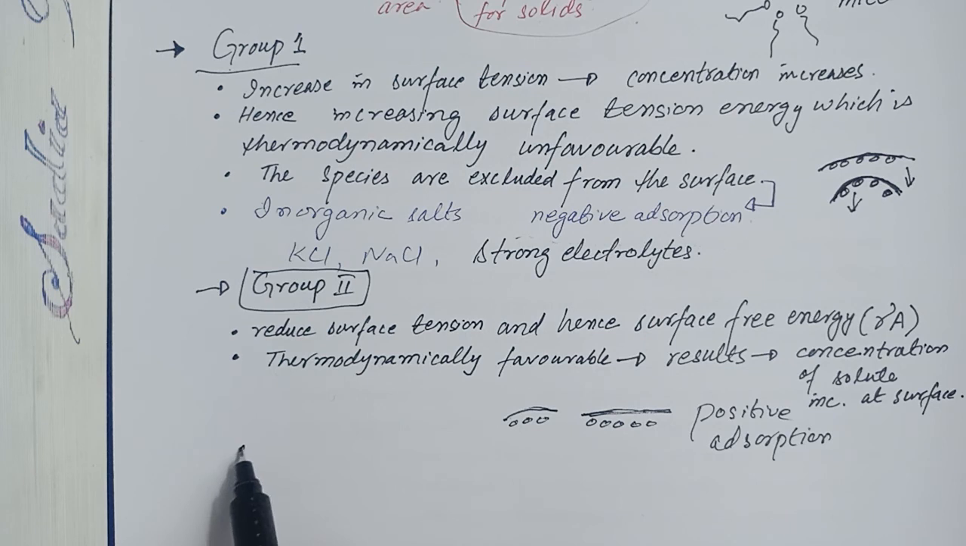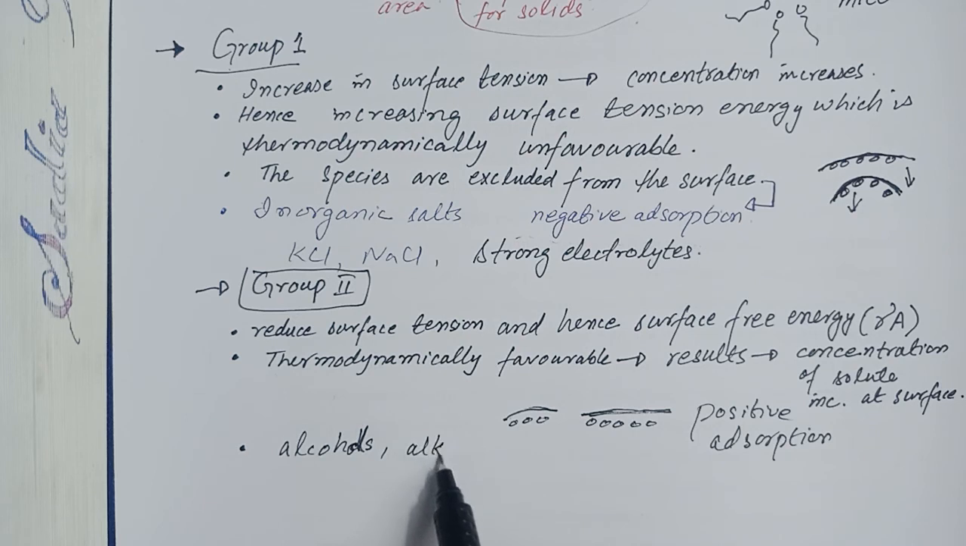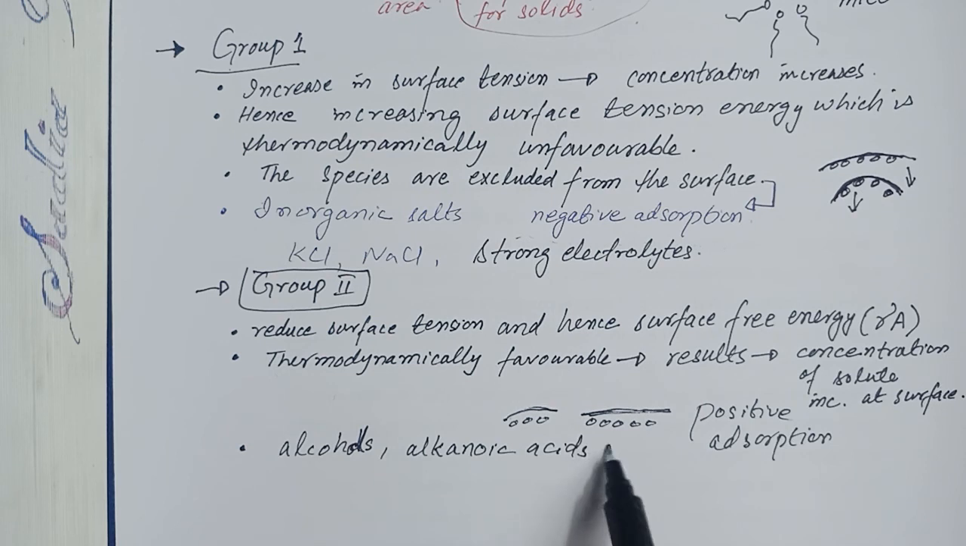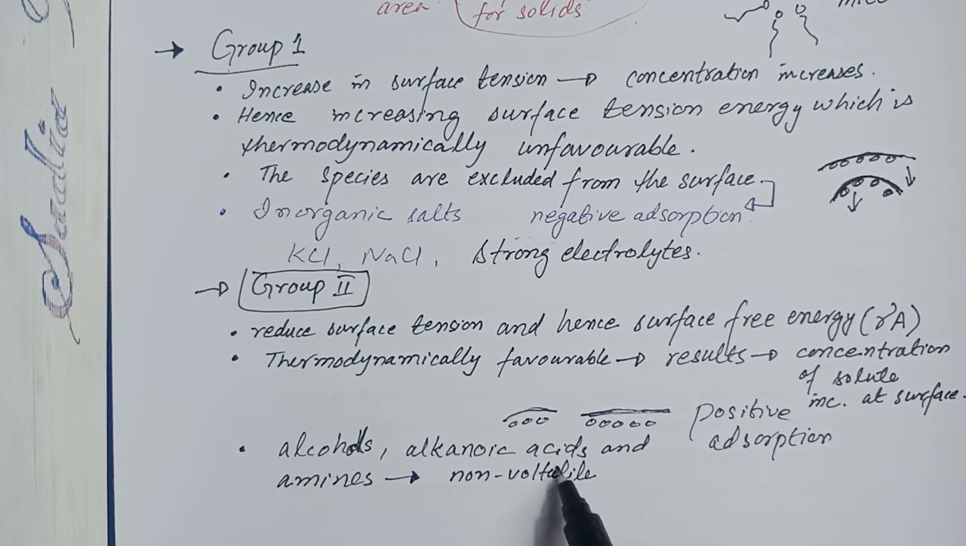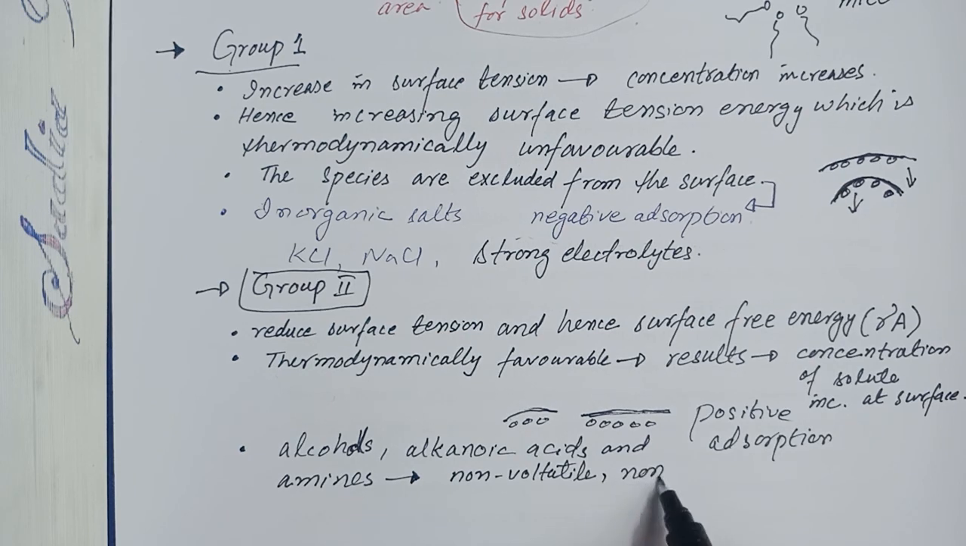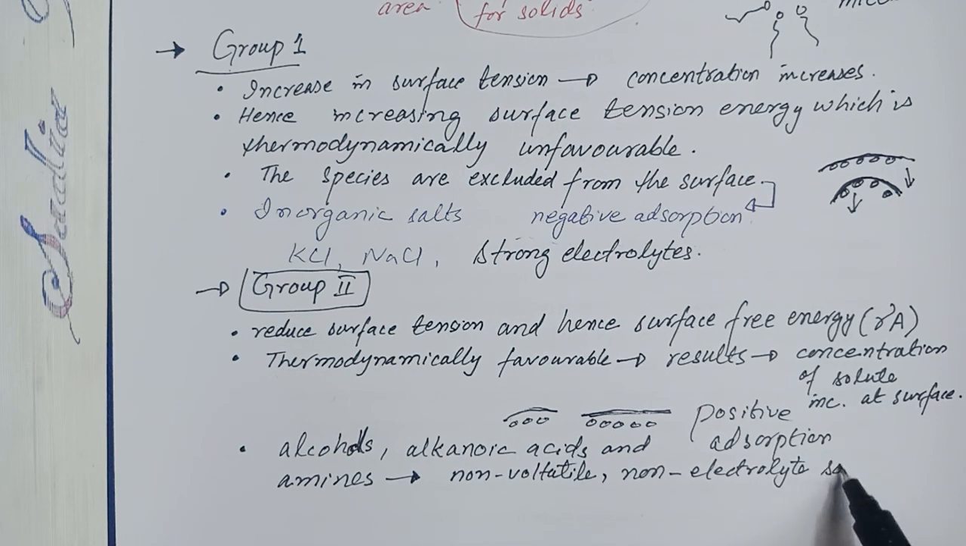Examples of group 2 include alcohols, alkanoic acids, and amines. So these are known as non-volatile, non-electrolyte solutes.